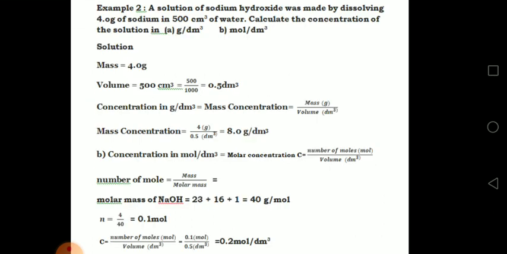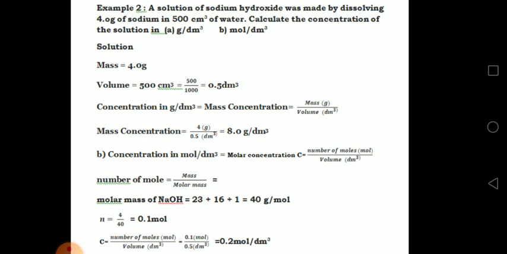Here we are going to take an example. A solution of sodium hydroxide was made by dissolving 4 grams of sodium hydroxide in 500 cm³ of water. Of course, we are talking about sodium hydroxide in this question. 4 grams of sodium hydroxide in 500 cm³ of water. Calculate the concentration of the solution in g/dm³ and in mol/dm³.